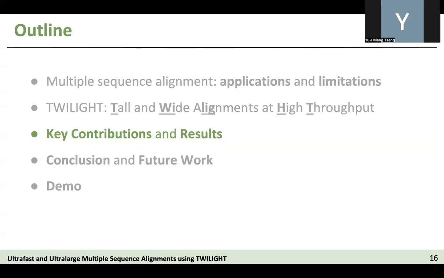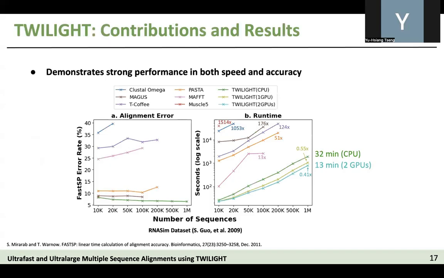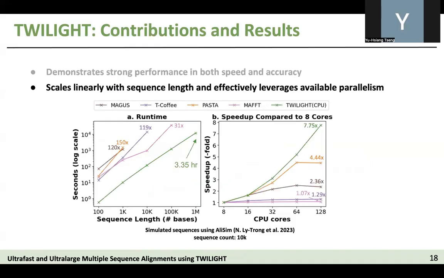Now I'll talk about key contributions and results. Twilight demonstrates strong performance in both speed and accuracy. In panel A, as you can see here, Twilight has comparable accuracy to MAGUS and PASTA, which are widely known as very accurate MSA tools. In terms of runtime, if you look at panel B, Twilight is the only tool that can finish the alignment of 1 million sequences in 24 hours, and Twilight only needs 32 minutes. Twilight can also be further accelerated by adding more GPUs to it.